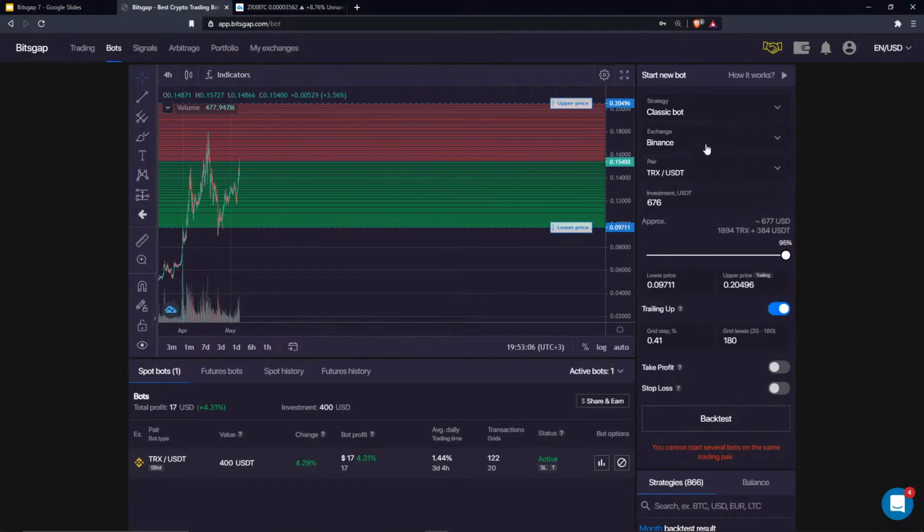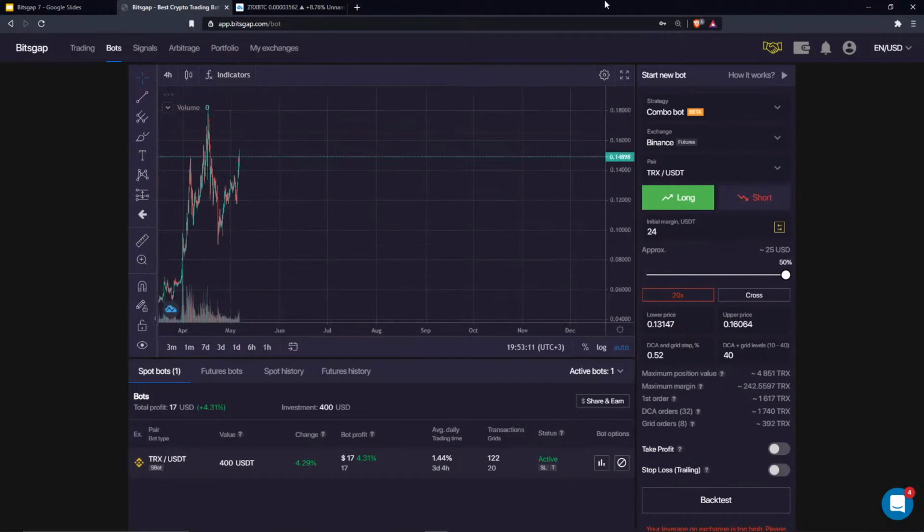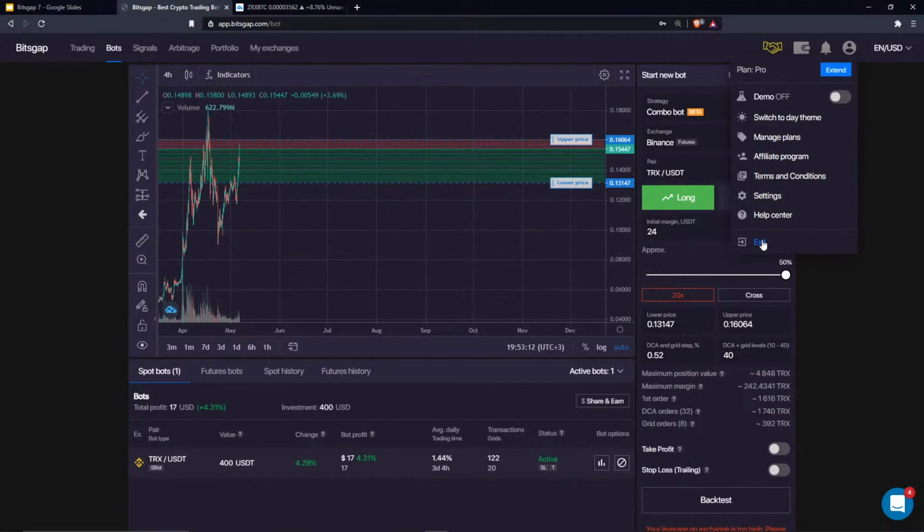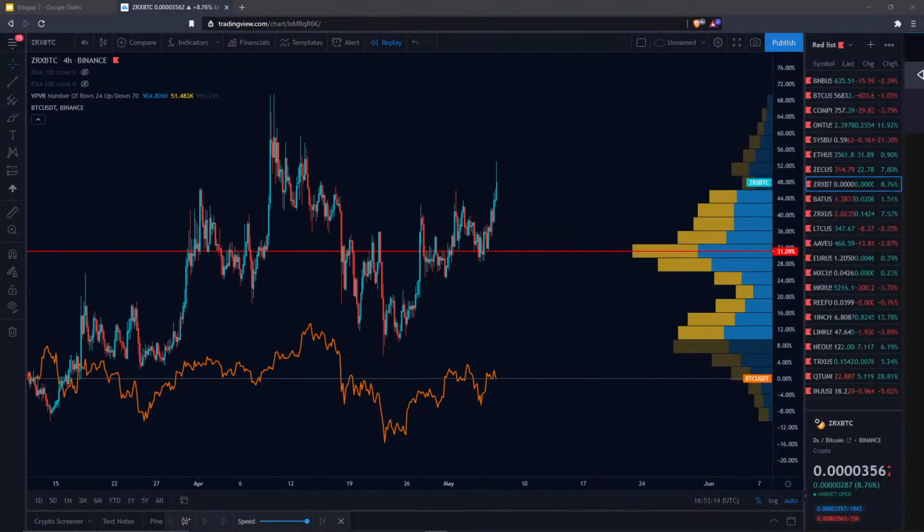So let's switch to the futures market. Actually, let me switch my account just real quick, because I have another one where I have some combo bots trading now. Just a second.